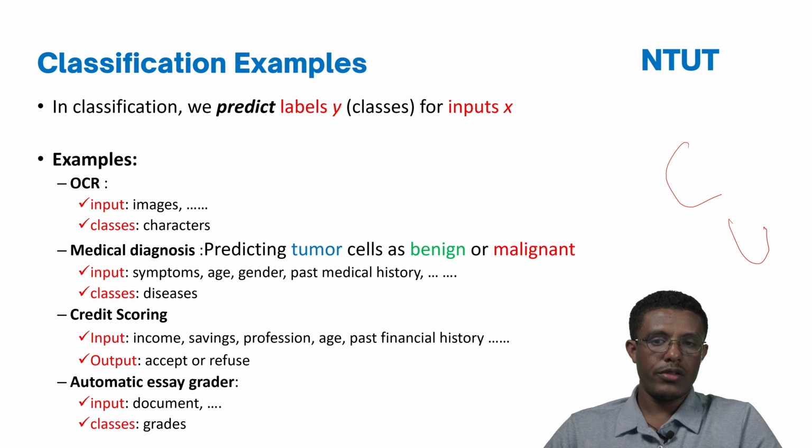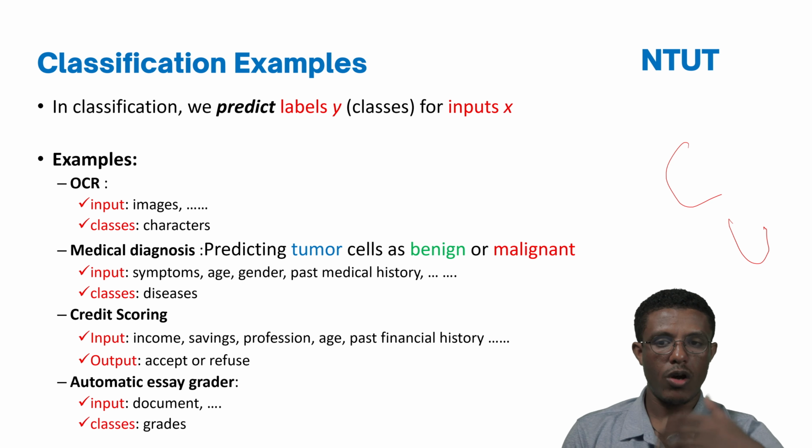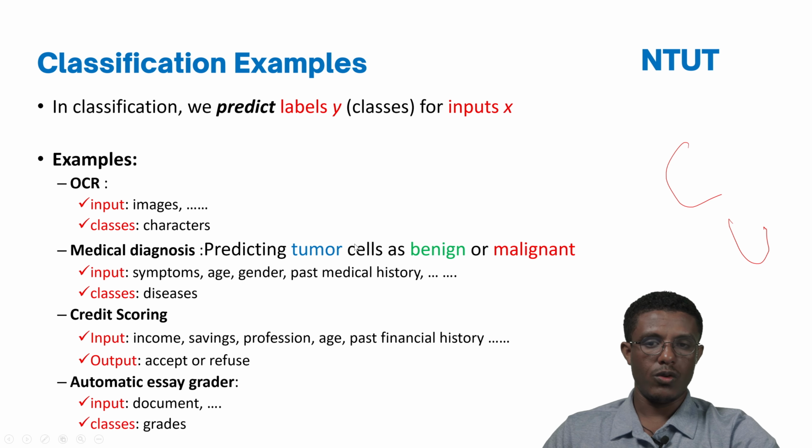In medical diagnosis, for example, predicting tumor cells as benign or malignant, the input is the symptoms, maybe the age of the patient, the gender of the patient, and the past medical history. Using this information, the model tries to classify the disease as benign or malignant. So our data includes symptoms, age, gender, and this information, and finally we can classify the disease types by using the model.